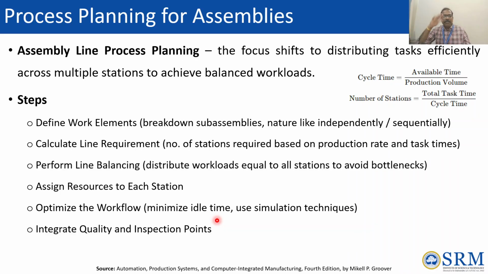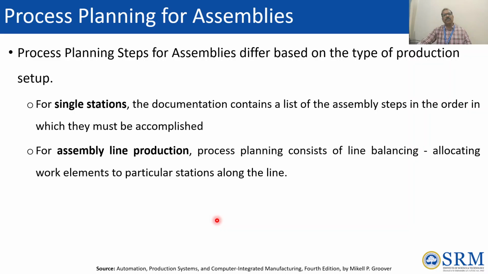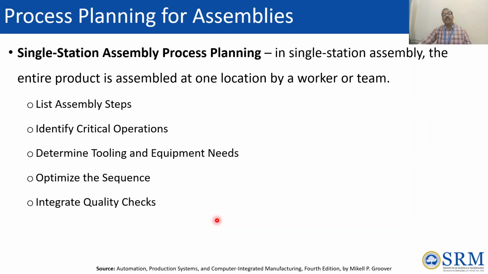So we need to minimize that idle time, using techniques like mathematical models or simulation techniques that are available to optimize the workflow, and integrate the quality and inspection also inside the assembly line itself. We have to have a quality check so that we are able to do the process planning for assembly. So this is process planning for single station process planning for assembly.